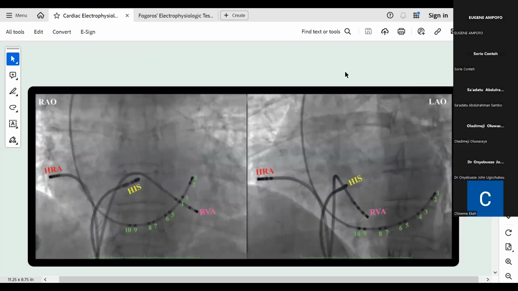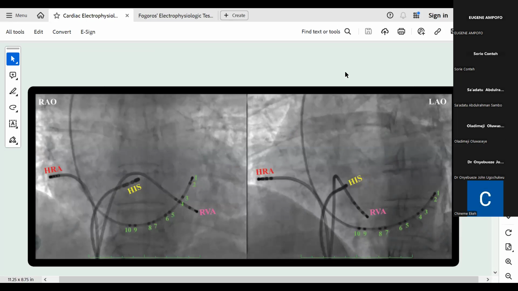Sorry, Prof. I have a question, sir. Yes, madam. The RAO appears similar to the LAO. Is that how it normally is? Because looking at it, the only difference is the RV apex catheter, that looks somewhat different from this. I get you. No, they are very different though.